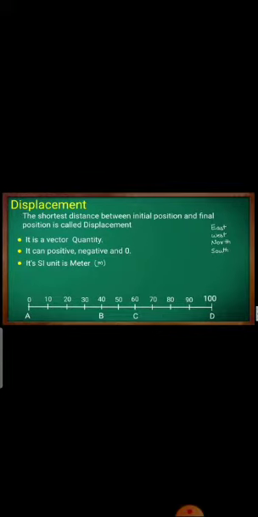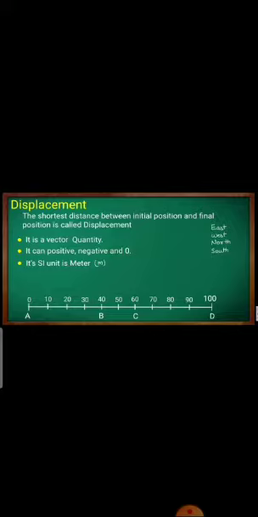Now, two important topics that we have to understand are distance and displacement. The total path covered by any body will be called distance, and the shortest path covered will be called displacement. Displacement is a vector quantity. It can be positive, negative and 0. Its SI unit is meter.